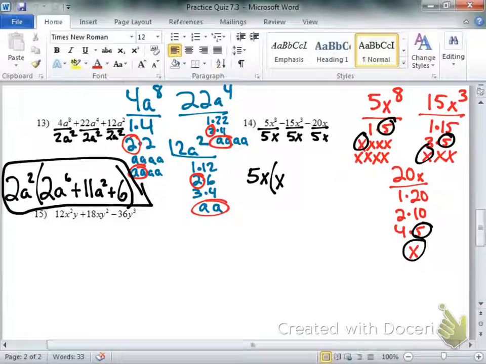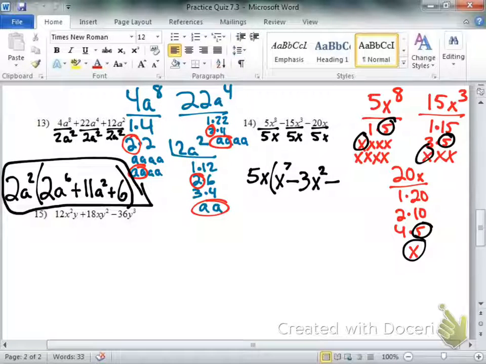X to the 7th. Very good. If you want to write the 1, you can. If you just want to write x to the 7th, you can too. It's the same thing. Keep it a minus. We're not touching the signs at all here. What's 15 divided by 5? 3. You had x to the 3rd, but you're taking one of them to the front. X squared. Good. And in the back, we have a minus.